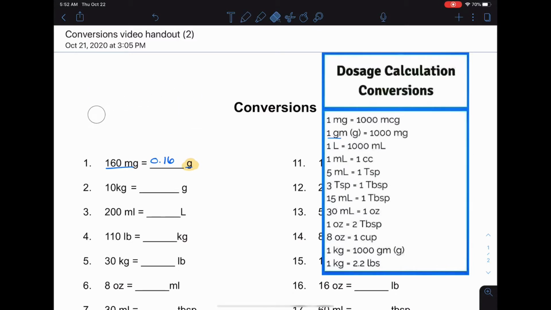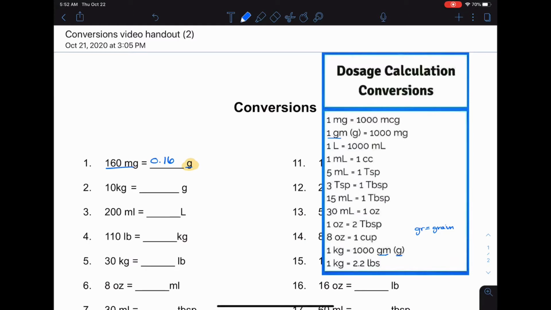Okay. Let's take a look at the next one. Number 2, 10 kilograms to grams. Do we have something on our table that can get us from kilograms to grams, or grams to kilograms? And we see right here, we've got 1 kilogram is equal to 1,000 grams. And notice here that grams can either be GM or G. If you see GR, that's grain. And we are not going to do grains today, just grams.